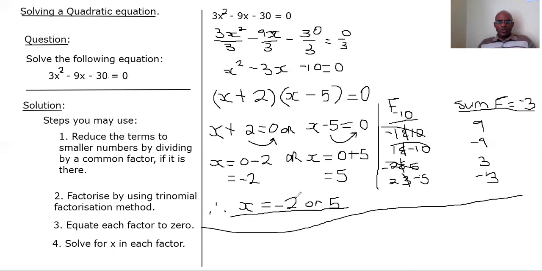Now, before you say I'm finally done, make sure that you cross-check. You can just substitute it here. Then you must make sure that you come up with 0. If you substitute x by 2, you must get a 0. Then put 5 here, simplify it, you must also come up with 0. Then that's it.